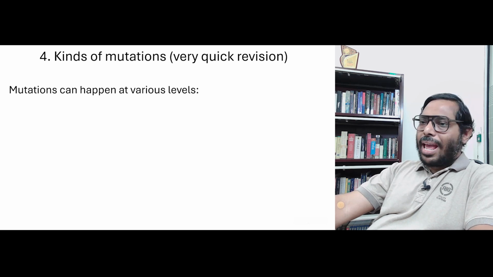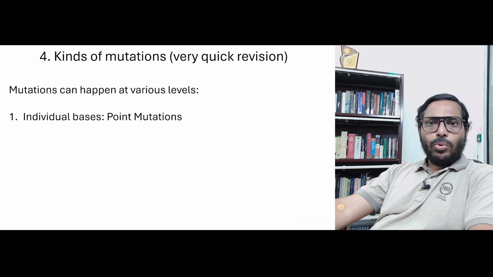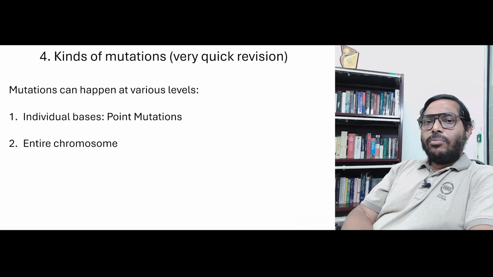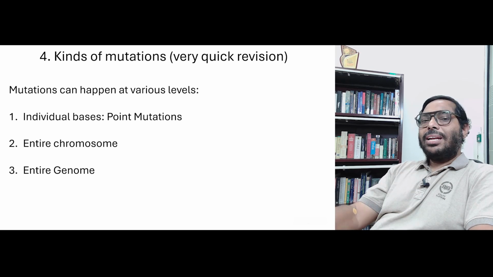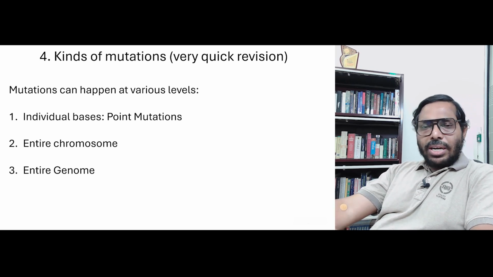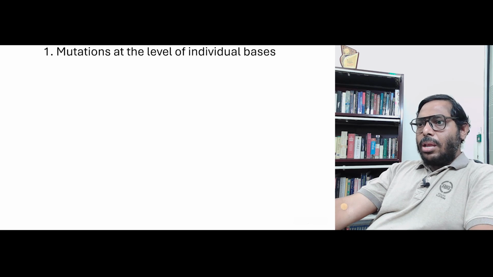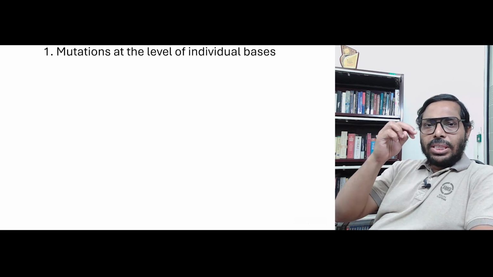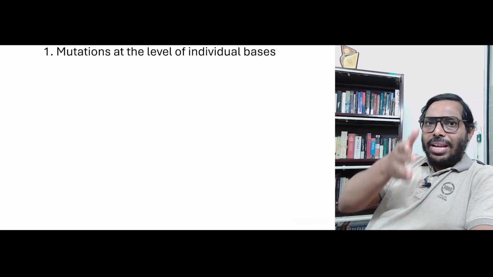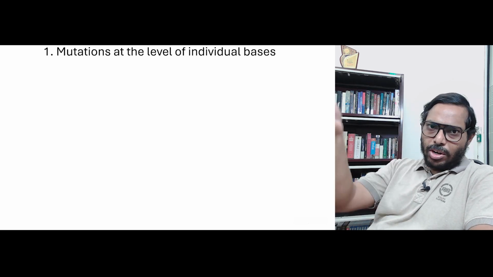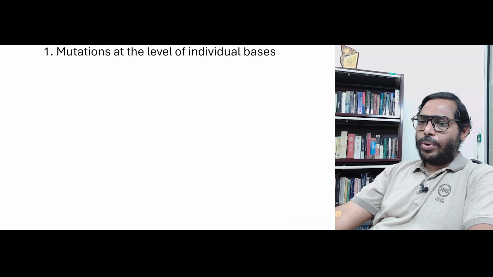So, mutations can happen at various levels. At the level of individual bases, you can have what are known as point mutations. You can have mutations at the level of the entire chromosome, or you can have mutations at the level of the entire genome itself. So, we will study these one by one. At the level of individual bases, you can have a change, an alteration at the level of a single base, or you can have an insertion, or you can have a deletion. A new base can be inserted, or an existing base can be moved out.